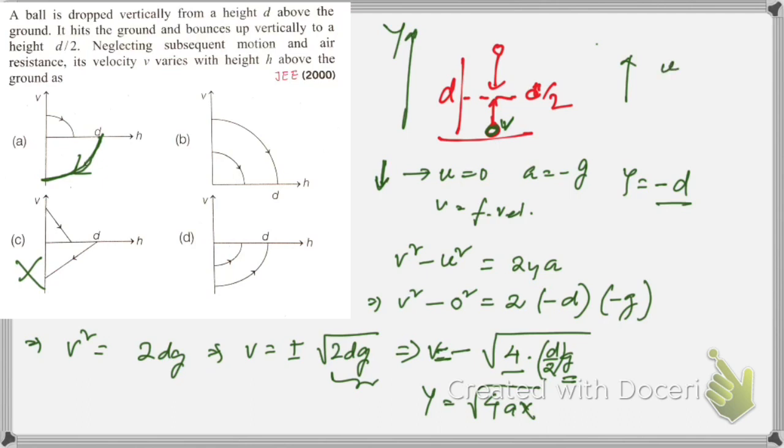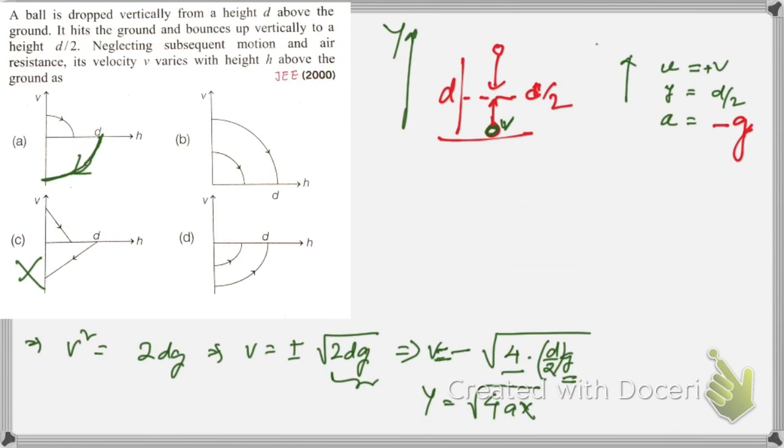That's why initial velocity is in this case v, which is positive now, and displacement is also positive now, but here in this case d by 2, right? And acceleration is minus z, right? So let me use the same formula here. While going upward, v square minus u square is equal to 2ya. Here the final velocity at this position will be 0 because it bounced back up to a height only d by 2, right?